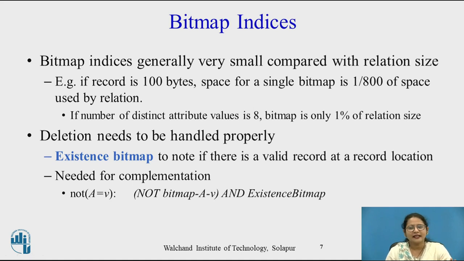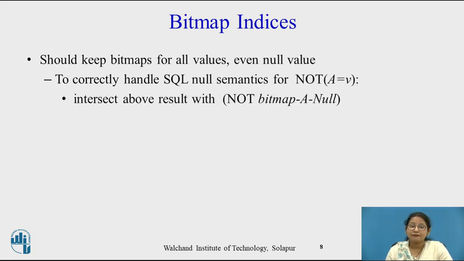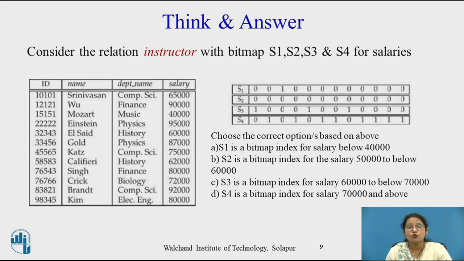And deletion, now what care should be taken? Deletion needs to be handled properly. An existence bitmap notes if there is a valid record at a record location, and is needed for complementation, that is, not attribute with a particular value. Then it is not bitmap A with the value, and the existence bitmap. We should keep bitmaps for all values, even null values. To correctly handle SQL null semantics for not attribute with a particular value, intersect the above result with not bitmap of the attribute with null value. So remember one thing, we should keep bitmaps for all values, including the null value.